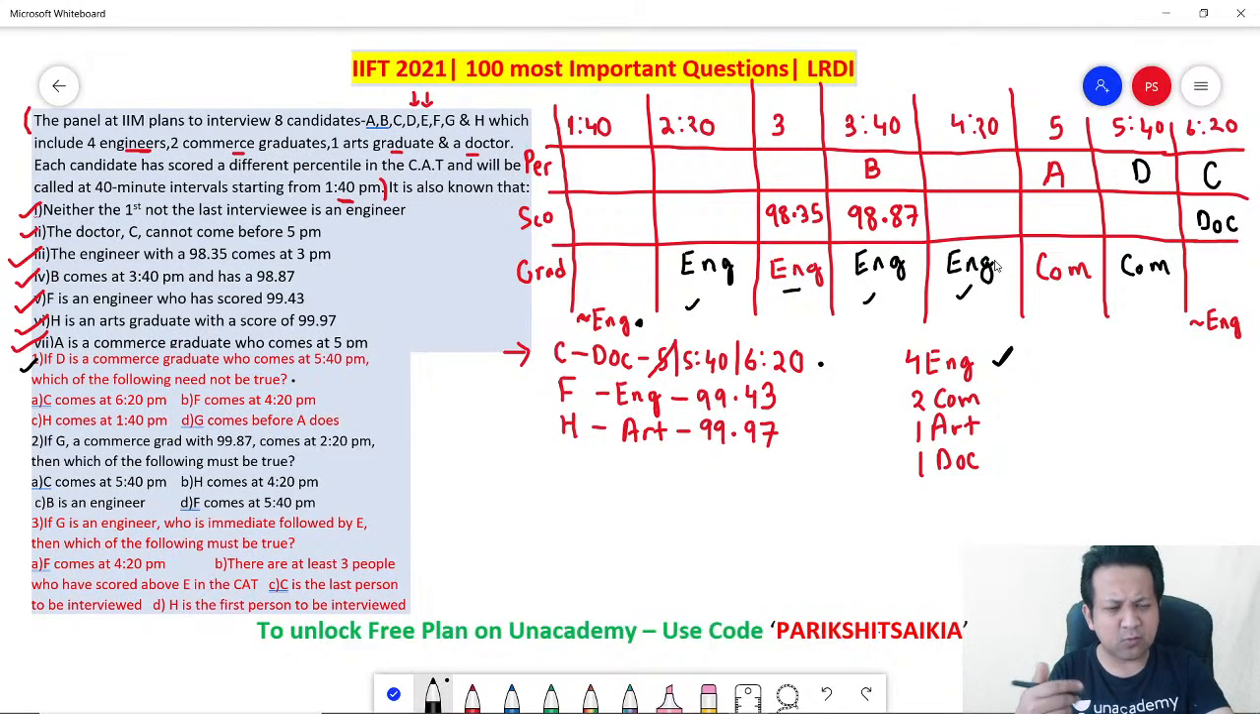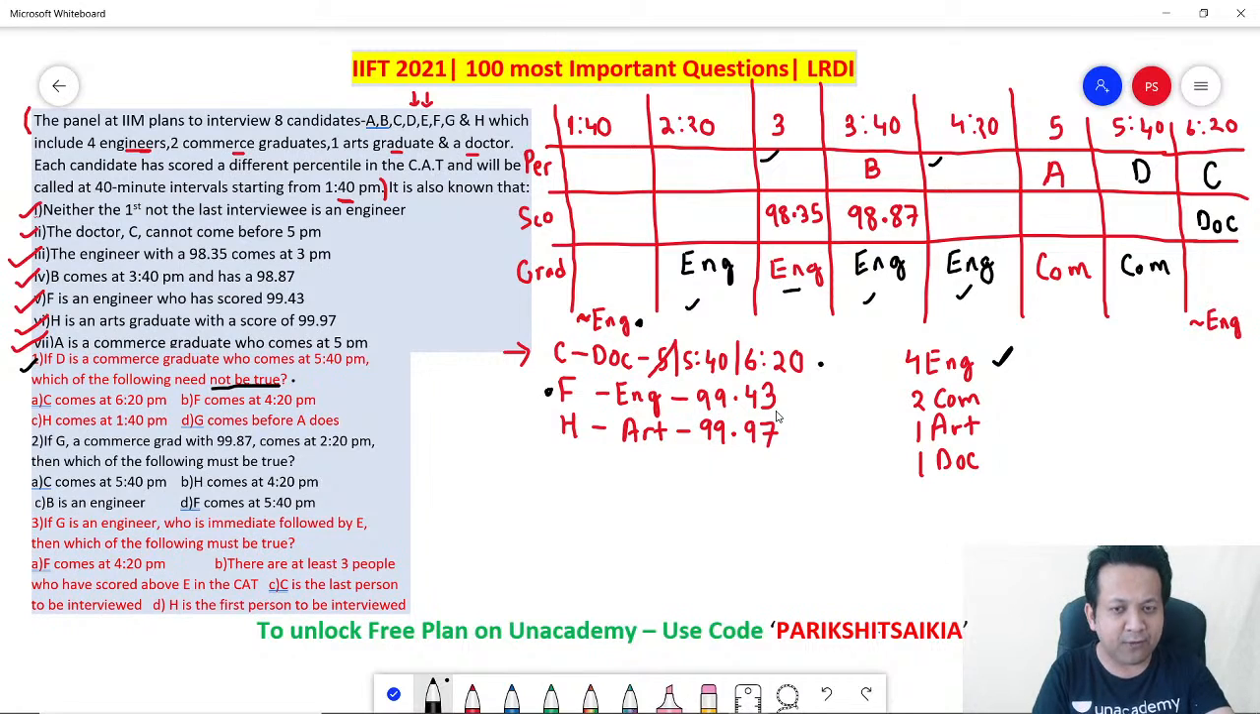Now let's look at the options. A. C comes at 6:20 p.m. Is it true? Remember, the question is asking need not be true. C comes at 6:20 p.m., which is perfectly true. So A cannot be your answer. B. F comes at 4:20 p.m. Think about F. F is an engineer. So F can come at 4:20. Or he might come at 3 o'clock, because remember F is just an engineer. That's the only clue I have.